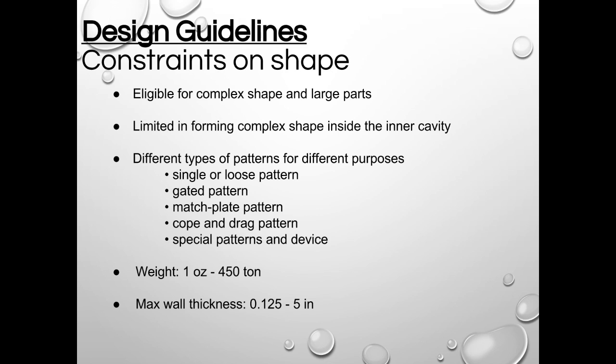There are several types of patterns used in foundry practice. The pattern type can be categorized as shown. Each of these pattern types has advantages and limitations. Hence, the selection of pattern type will generally depend on the requirements associated with a particular casting. A sand-casted product can weigh from 1 ounce to large parts, even 450 pounds in weight. Max wall thickness is between 0.125 to 5 inches.